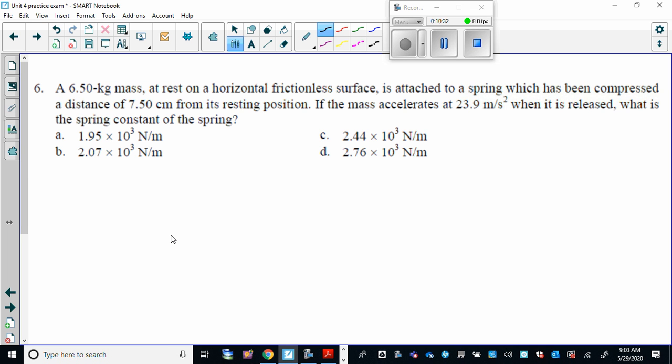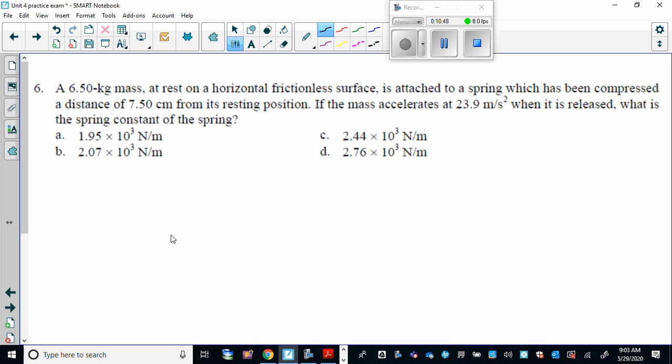Number 6. A mass at rest on a horizontal frictionless surface is attached to a spring which is compressed a distance of 7.5 centimeters from its resting position. If the mass accelerates at 29.9 when it is released, what is the spring constant?